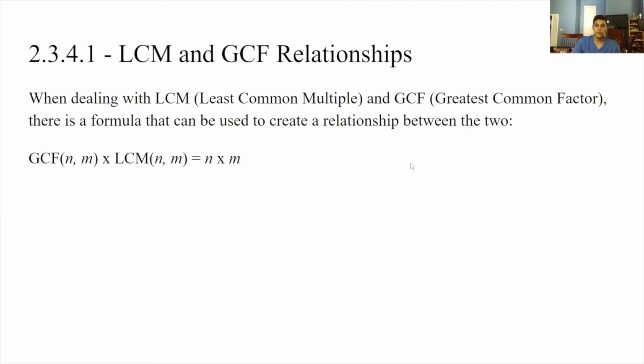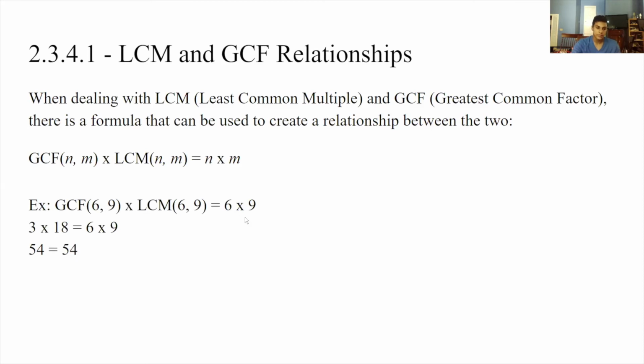So basically what this formula means is that when you have the GCF of two numbers, which in this case we're calling n and m, and then you have the least common multiple of the two numbers, when you multiply that GCF and LCM by each other, that will just equal the product of the two numbers themselves. So let me give you an example. The GCF of 6 and 9 times the LCM of 6 and 9 will equal 6 times 9. So the GCF of 6 and 9 is 3, and the LCM of 6 and 9 is 18. So 3 times 18 should equal 6 times 9. And if you multiply those out, you get 54 equals 54, which means that this formula works.